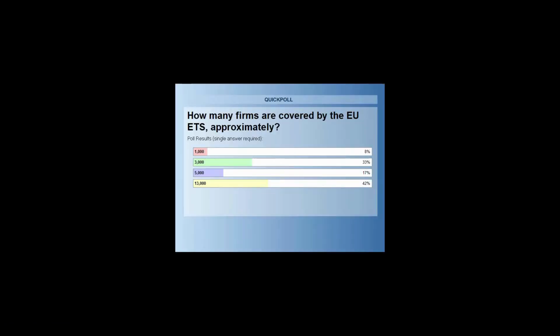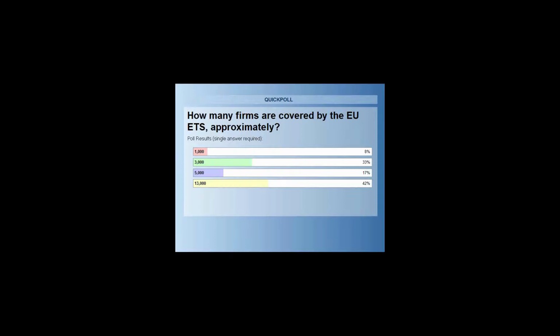What you can see here is that there's a pretty wide distribution of what people think in terms of the number of firms, except for the first option, which people don't think of very much. In fact, the majority of people believe there are 13,000 firms covered by the EU ETS. In fact, these are the installations. An installation is a plant, essentially. It can be a power plant or a plant that produces something else that is regulated under the EU ETS, for instance, a steel mill or a paper factory.